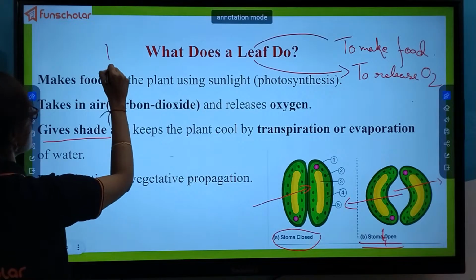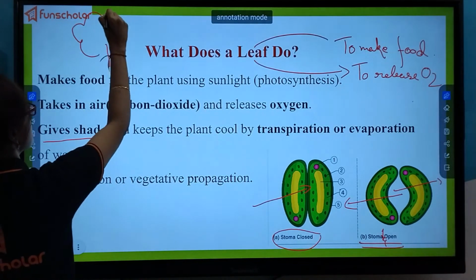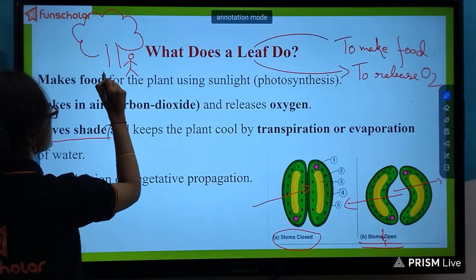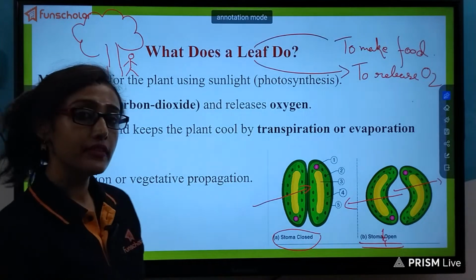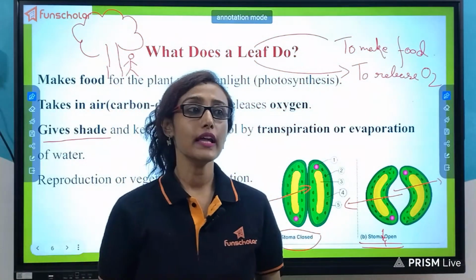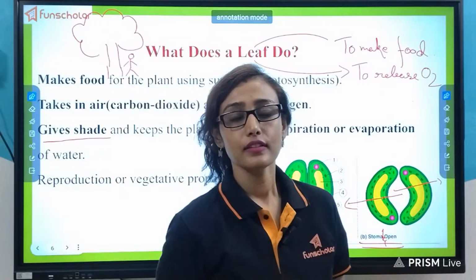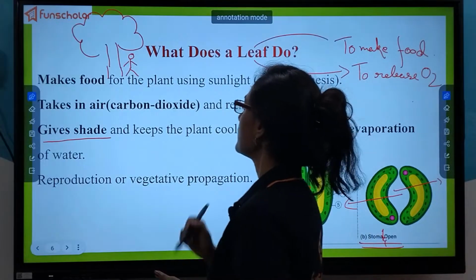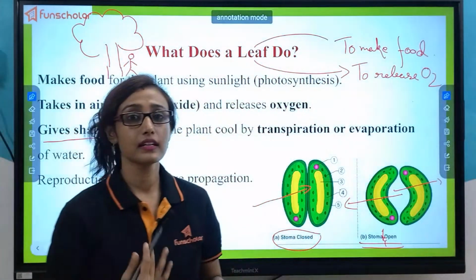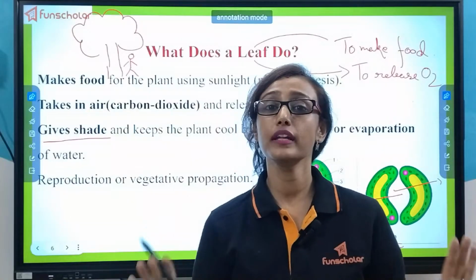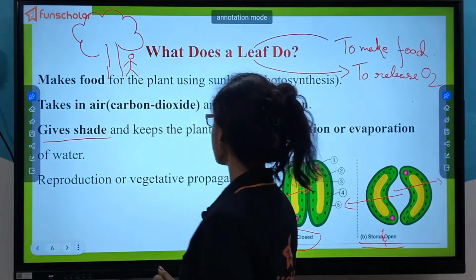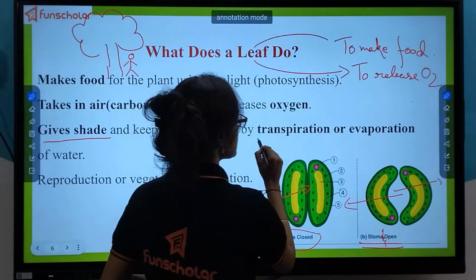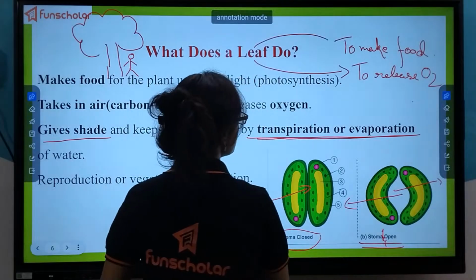Okay? Okay. Now they give you shade. Suppose this is a big tree. During summer, if you stand or sit under the tree, you will feel very cool. Cool air would be passing through the leaves. That is why it is very healthy to plant green plants surrounding where you live. Okay? And keeps the plant cool by transpiration or evaporation.